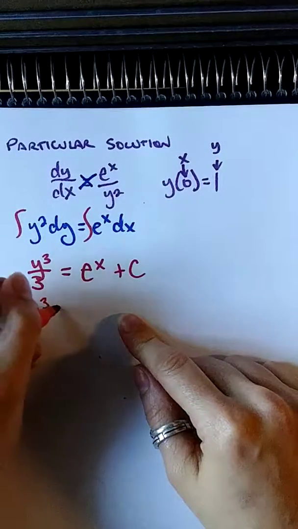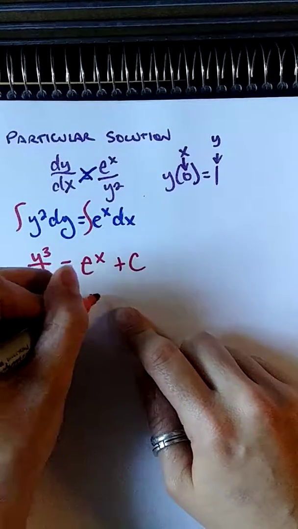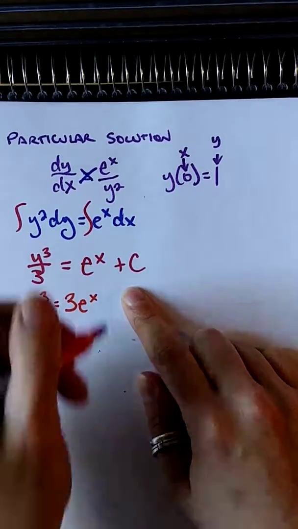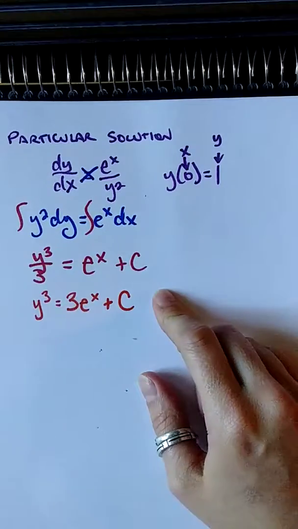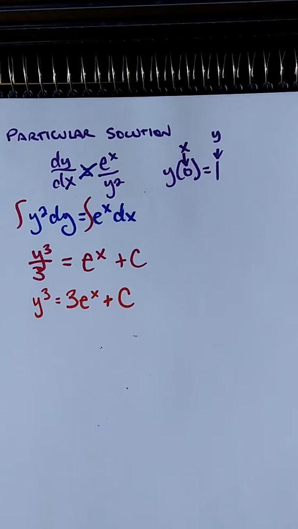I'm going to get y cubed. And over here, I'm multiplying e to the x by 3. We just call that 3e to the x. There's nothing else I can do to simplify that. And I'm taking the letter c, and I'm going to multiply it by 3, and it's going to stay c, because again, it's just some constant I don't know. Now it's just 3 times bigger, but I still don't know it, so I still call it c.